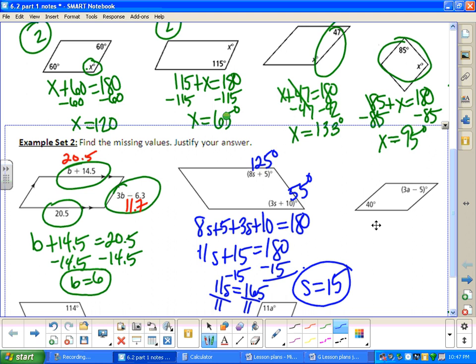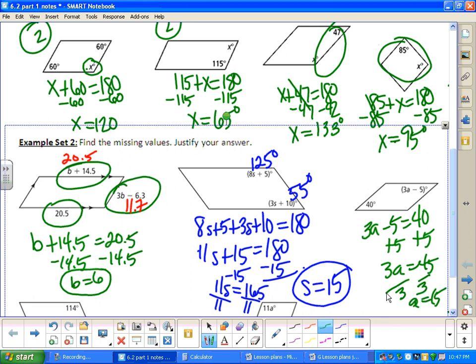Okay, and the last one for this section, these are opposite, and the theorem says that opposite angles are congruent. So I'm going to have 3a minus 5 equals 40. Add 5 to both sides, you get 3a equals 45. Divide both sides by 3, and a equals 15. And we already know that this angle is going to equal 40, because if this one is 40, they're congruent, then this angle also equals 40.